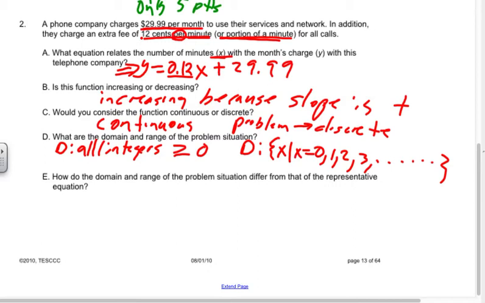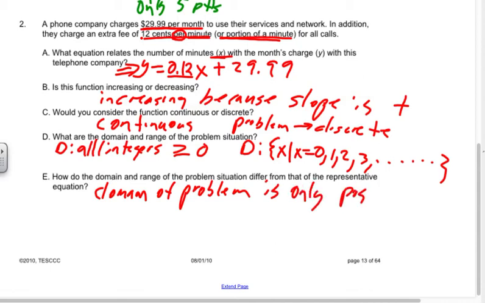So how do the domain and range differ from that representative? So the domain of the problem is only positive integers, whereas the domain of the equation is all real numbers.